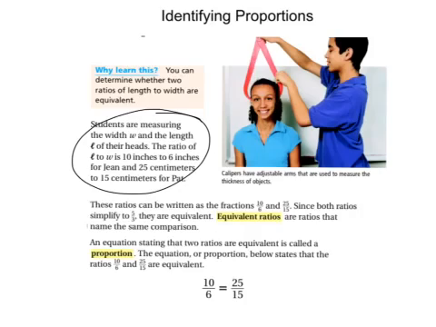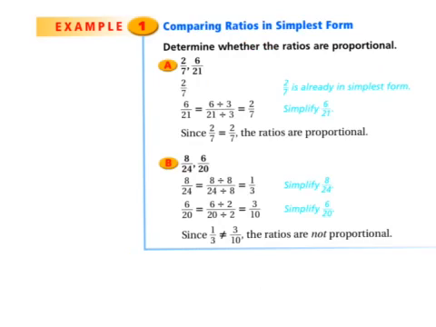Equivalent, remember, means equal. Equivalent ratios are ratios that have the same comparison, meaning that they simplify to the same number. So the equation that starts with two ratios and they end up being equivalent are called proportions. So what we could say a proportion is, is two equivalent ratios. That's what a proportion looks like. So here we have that 10 over 6 equals 25 over 15. And so since that's a true statement, we can say this is a proportion.